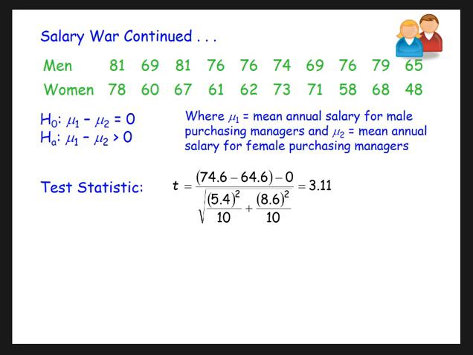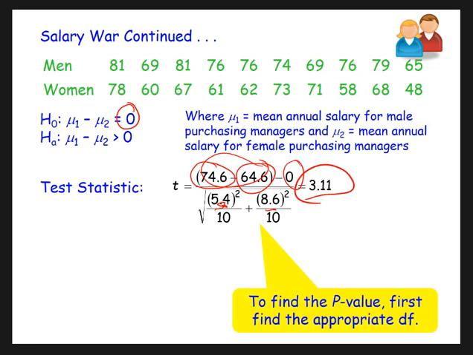The test statistic here is the difference in the mean. So we found the mean for each set. The mean of the group of males is 74.6. The group of females is 64.6. So we subtract those to get a mean difference. Then we subtract the hypothesized value of 0 from that. The standard deviation for men was 5.4 and for women was 8.6. So we combine those. We get a test statistic of 3.11.